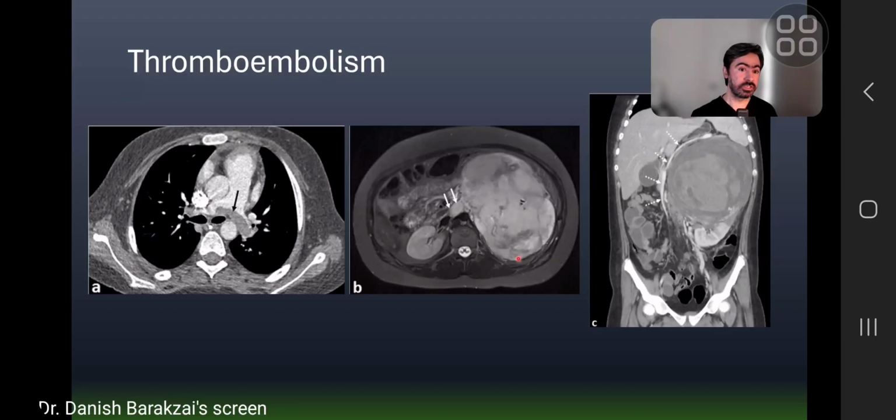And on the first image, you can see that there is pulmonary embolism and both of the pulmonary arteries are filling with this filling defect. So it is the time to pick up the phone and call your clinician.